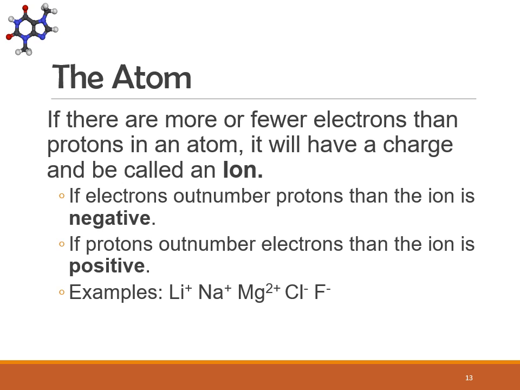For example, elements in group 1 of the periodic table tend to lose one electron, giving them a positive charge. When lithium loses an electron, we can write this as Li⁺. When Cl gains an electron, we can write this as Cl⁻. When an atom like magnesium loses 2 electrons, it becomes Mg²⁺.